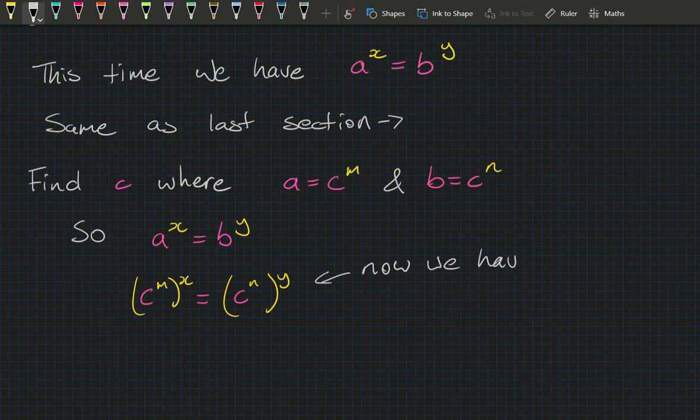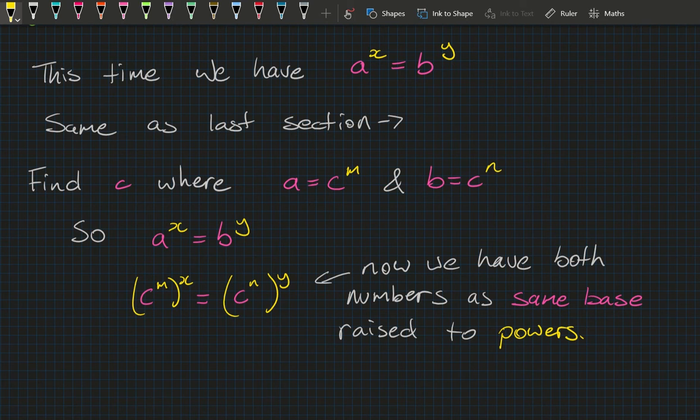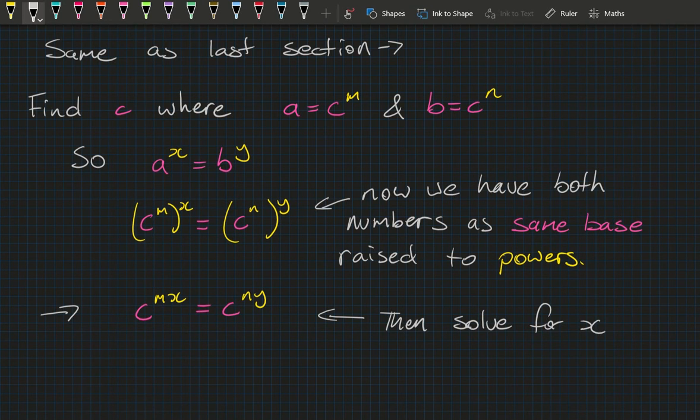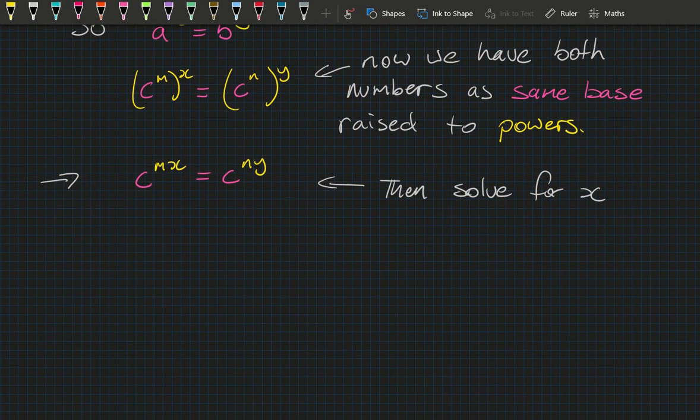So now we have both numbers expressed as the same base raised to some power. So all we have to do is use the third index law, so c to the mx equals c to the ny. And then it's just simply a matter of solving for x. Now I'm not going to bother doing that with the algebra. Let's just jump straight into example 23, where you can see that it worked with a couple of numbers.